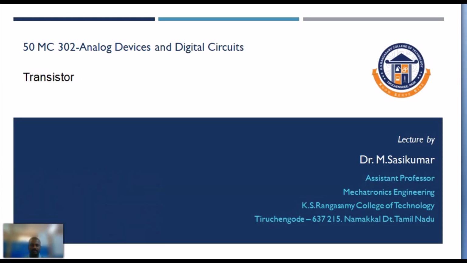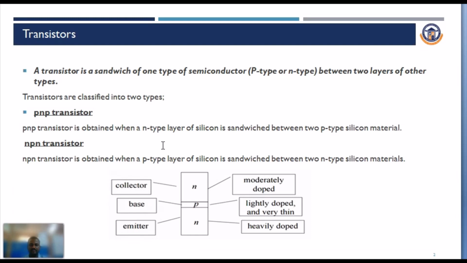Today we are going to discuss transistors. A transistor is a sandwich of one type of semiconductor between two layers of other types. Transistors are classified into two types: one is a PNP transistor and another one is an NPN transistor.